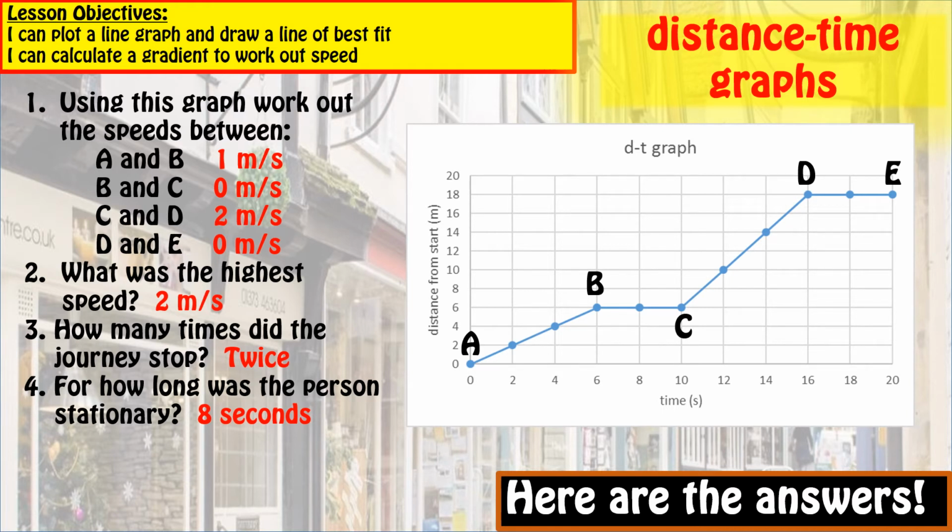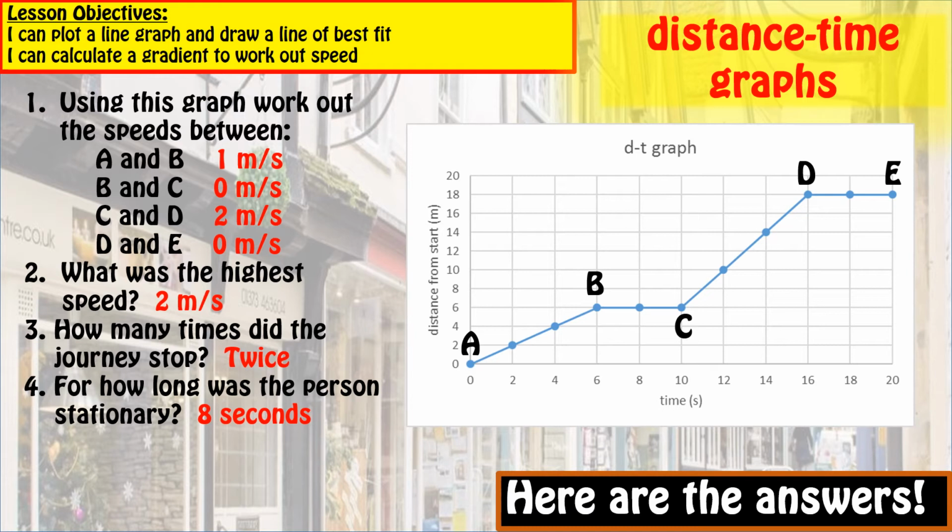So now we've got those four answers, we can answer number 2. What was the highest speed? Well, we had 1 meter per second, 0, 2, and 0 meters per second. So the answer would be 2 meters per second, and that's between C and D. Number 3, how many times did the journey stop? Well, you're looking for the plateaus, the straight lines, and you can see it's twice, once at B to C and once at D to E. So there are 2 places altogether.